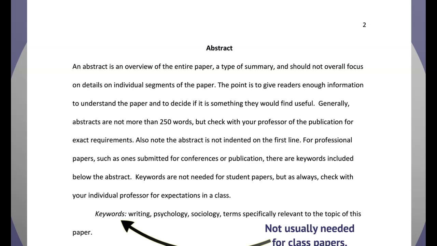Abstracts generally do not include in-text citations, but if using very specific information from a cited source, they can be included. For professional papers being written for publication, the abstract is followed by keywords. Keywords are not often needed for in-class papers, so please check with your teacher about whether or not that's needed for a particular class.